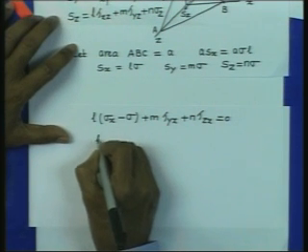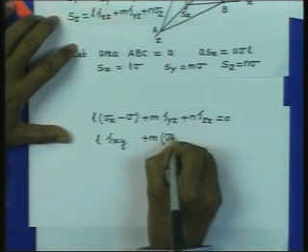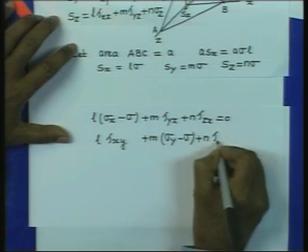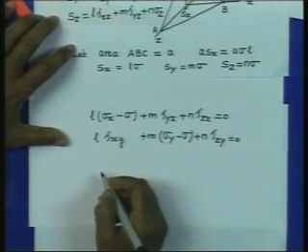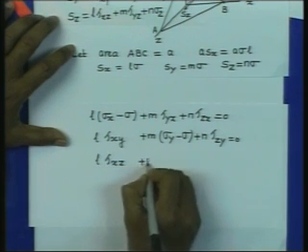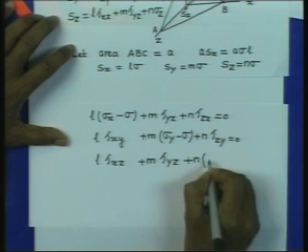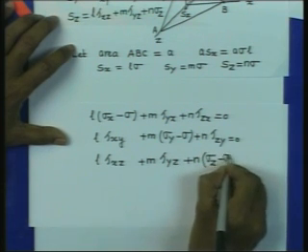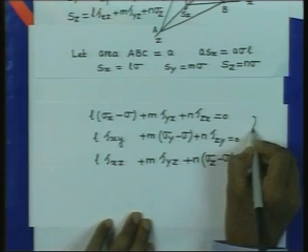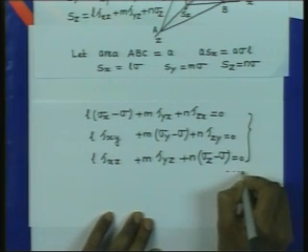Similarly, we get from the second expression L tau xy plus M sigma y minus sigma plus N tau zy equal to 0. Similarly, L tau xz plus M tau yz plus N sigma z minus sigma equal to 0. This set of equations, let us represent it by set 1.